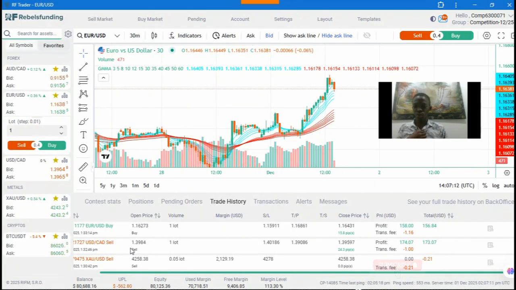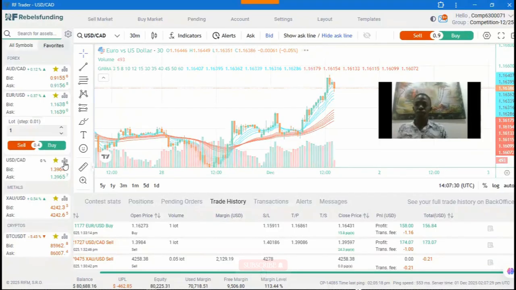Then also on USD/CAD, I made a sell trade there. I made $173 USD. So let's go on the USD/CAD chart and see how I also used this indicator to make a handsome profit. Let's go. So the chart is loading.